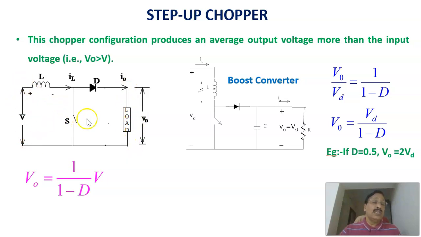That is why it is called step up chopper. Output voltage equal to 2 times V if D equal to 0.5. Therefore, by varying the duty ratio here, you can vary the output voltage, and you can increase the output voltage for a given input voltage. That's called a step up chopper.